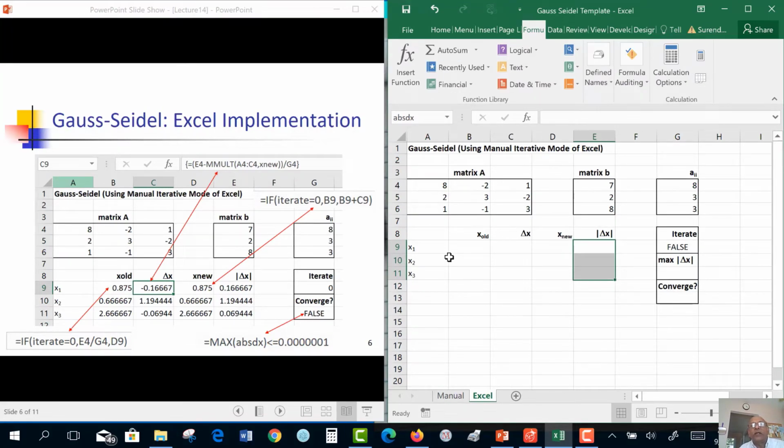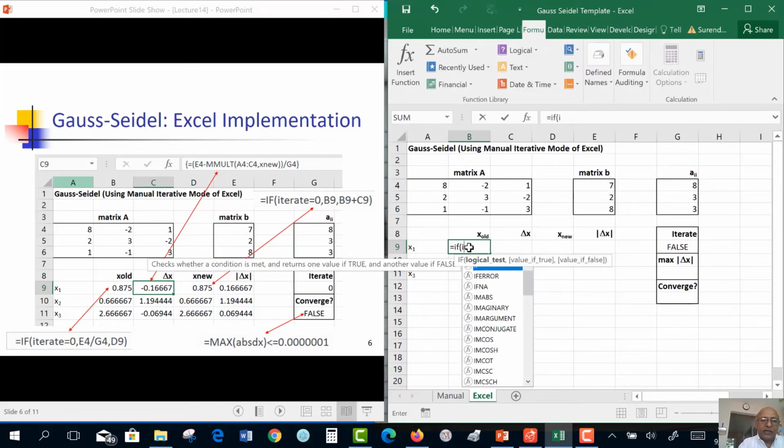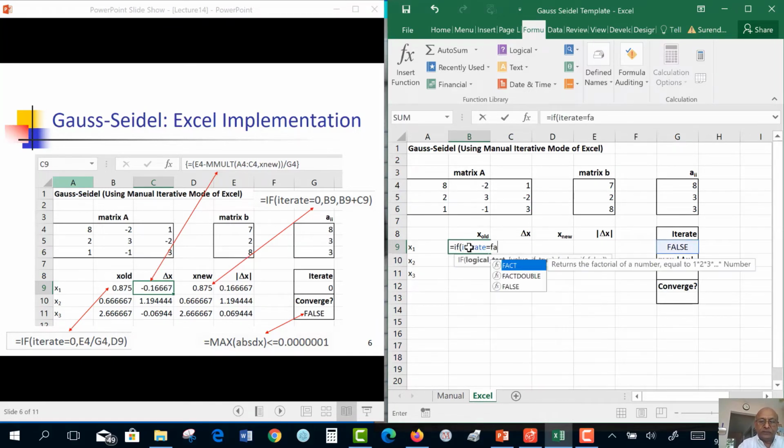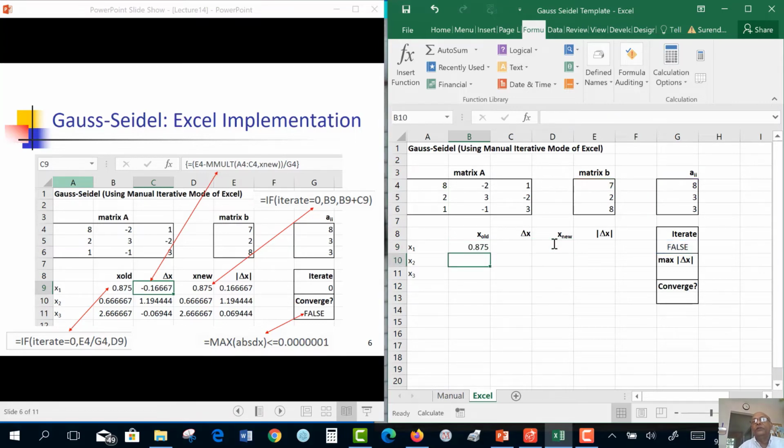So our first formula is going to be: if iterate is equal to false, we need some initial value. So what we are going to do is take this matrix B, divide by the diagonal element. Otherwise, we'll always pick up X new from this cell D9. So we have an initial guess, otherwise we always copy X new.